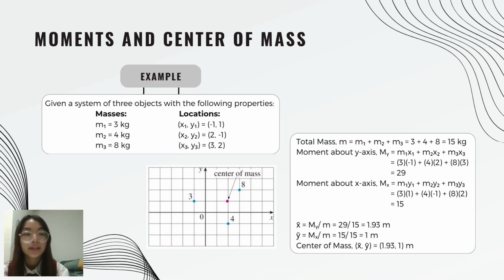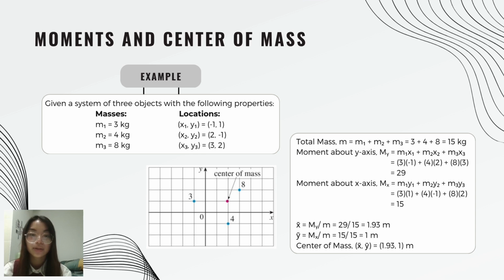Here's an example. Given a system of three objects with the following properties. The masses m1 is equal to 3 kg, m2 is 4, and m3 is 8. For the locations, x1, y1 is equal to negative 1, 1. x2, y2 is 2, negative 1. x3, y3 is 3, 2.